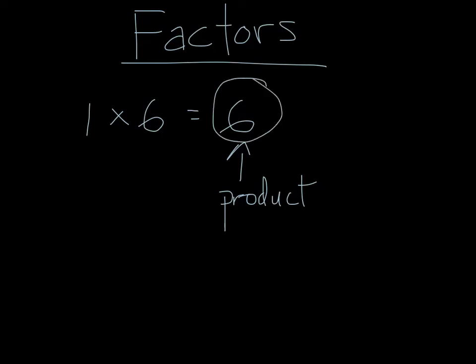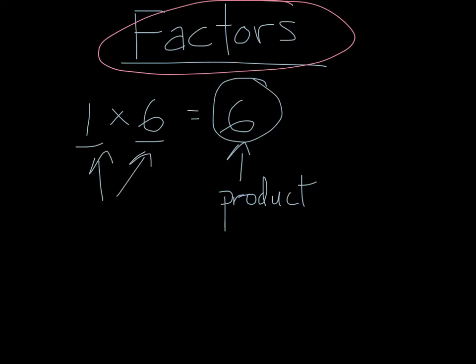Alright, so what are the names then for 1 and 6? Do they have a name? Yes, they do, and guess what they're called? They are called factors. So factors are just numbers that you multiply to get a product.